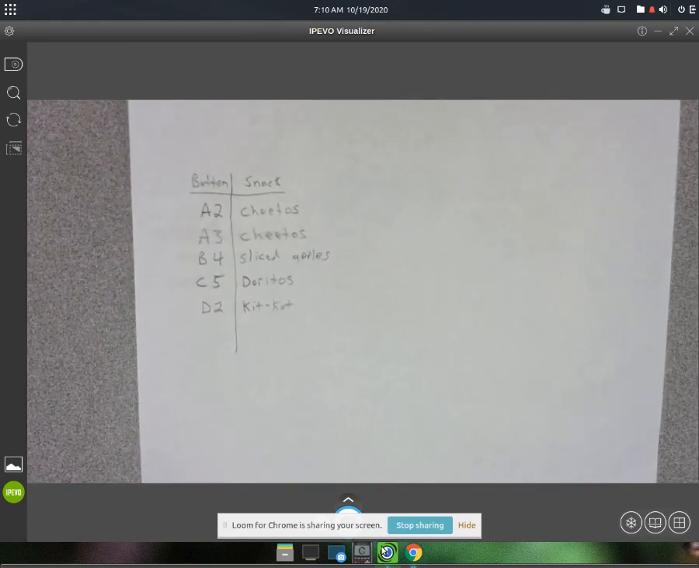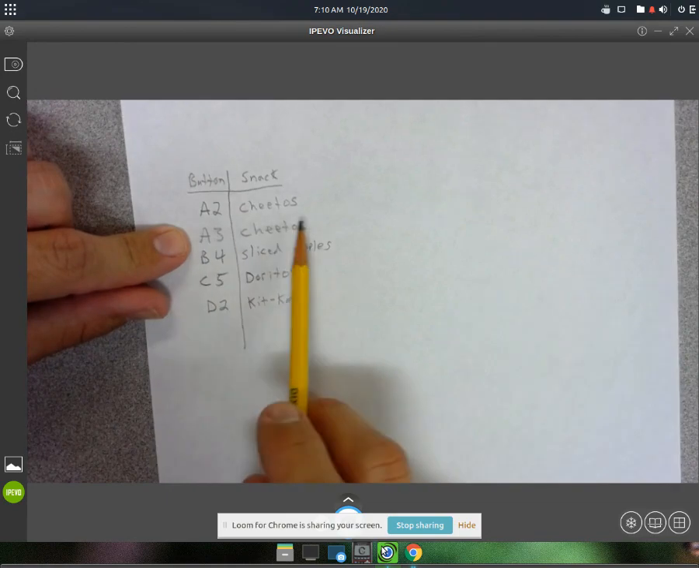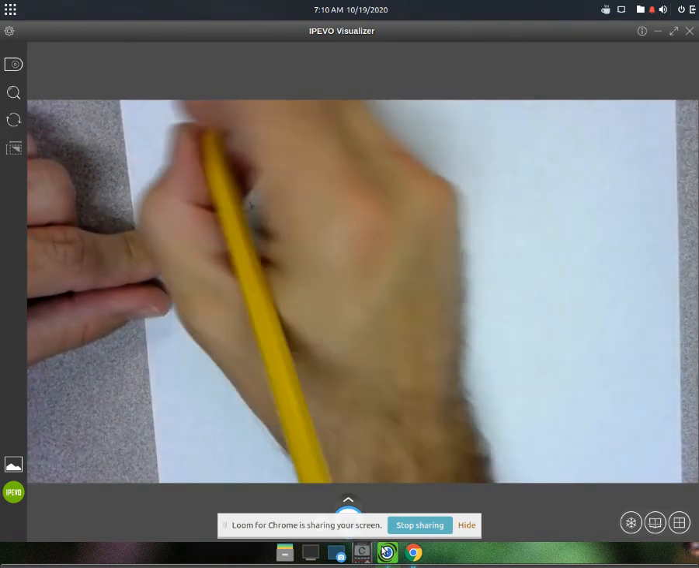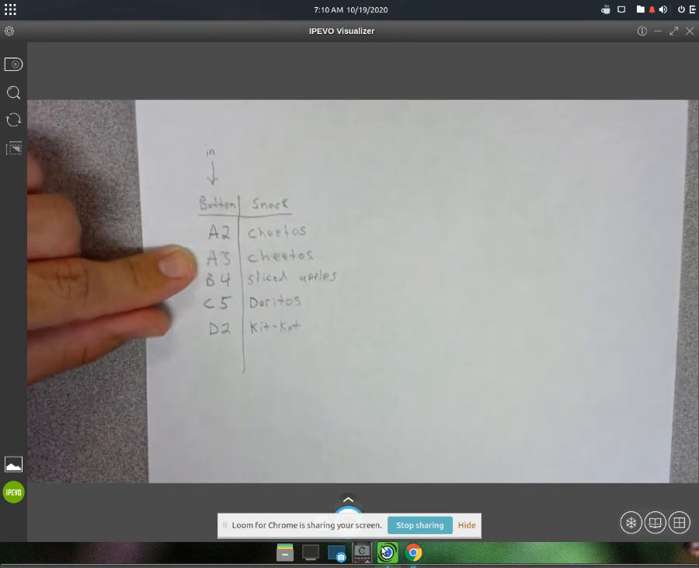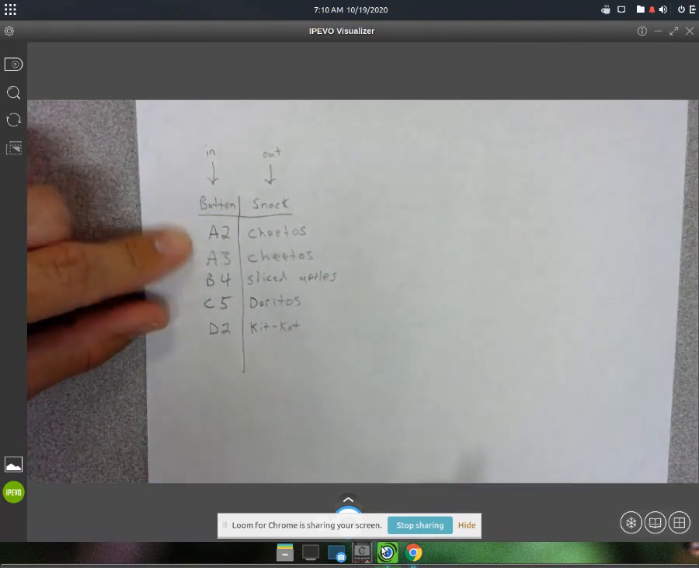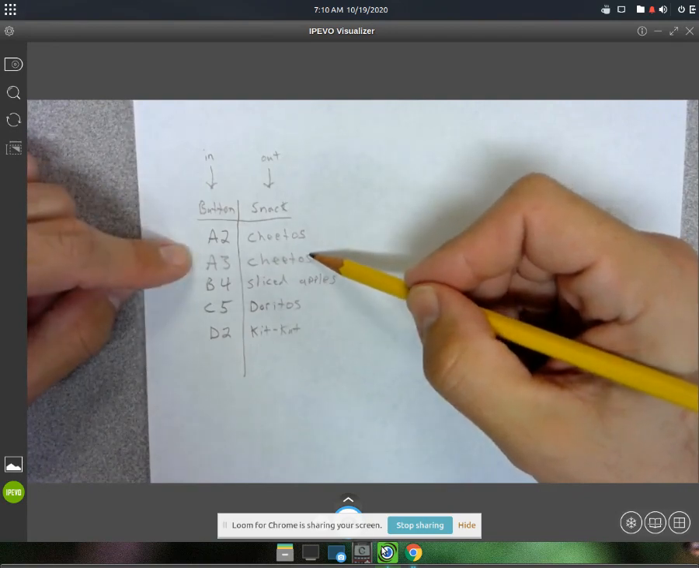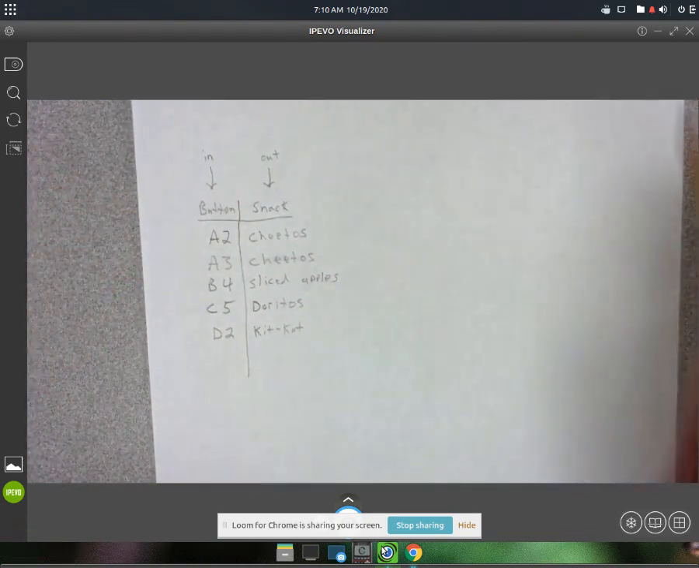Last example, I've got a little T-table. This is like the buttons you would press on a vending machine to get a certain snack. If you press A2 or A3, you're going to get Cheetos. This column represents my inputs, and the snack you get back represents the outputs. You may be able to get Cheetos two different ways here, but that's okay.